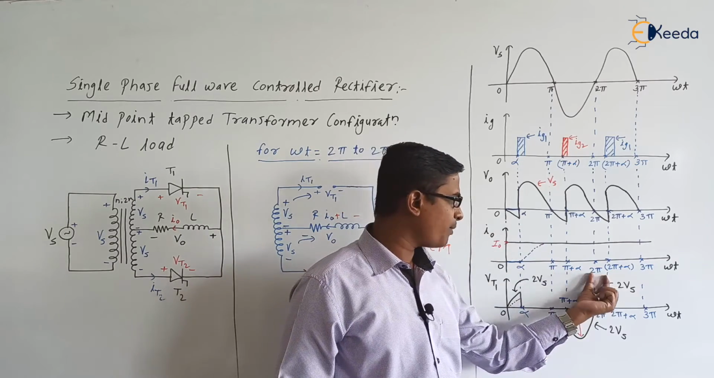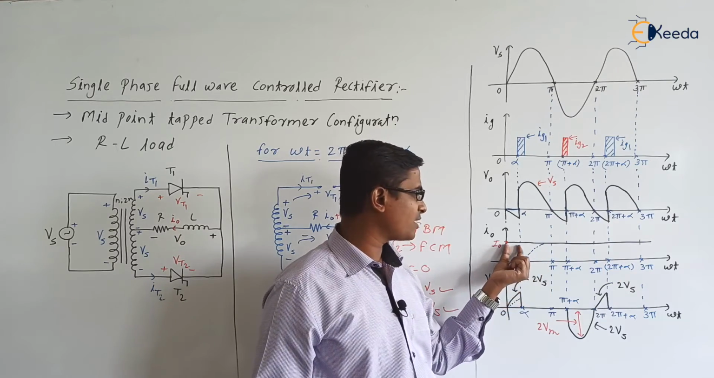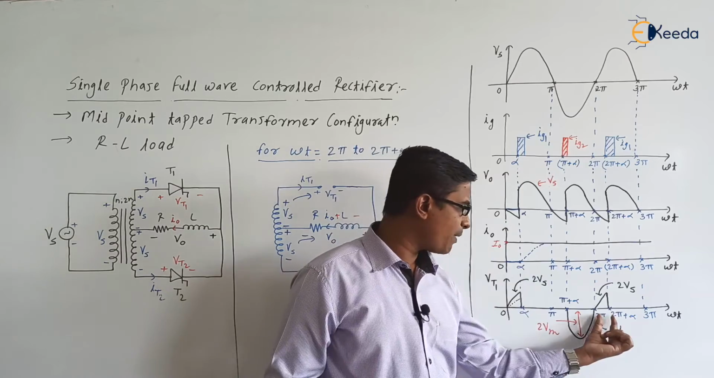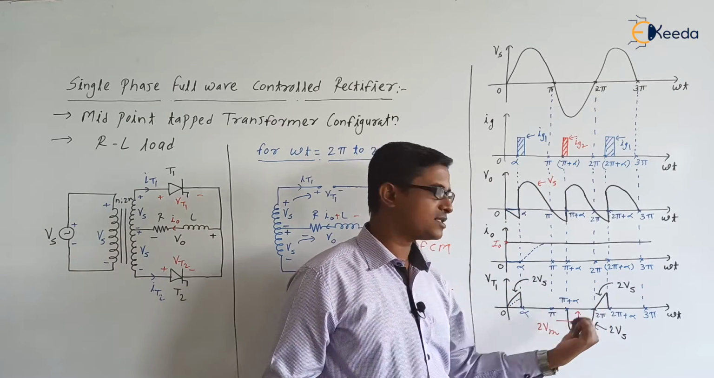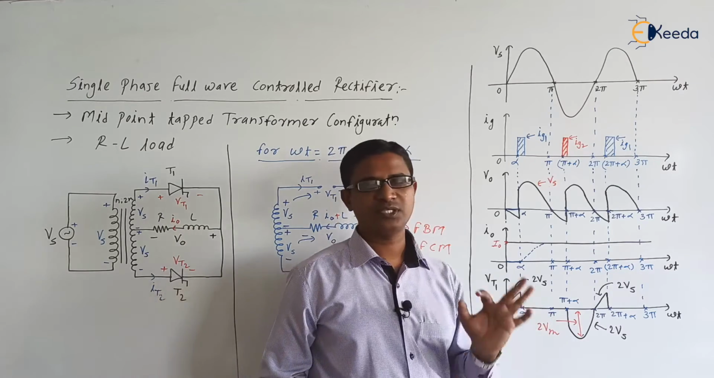Next, from 2 pi to 2 pi plus alpha the current is constant, therefore between 0 to alpha the current is constant for continuous cycles. Is this clear? From 2 pi to 2 pi plus alpha Vt1 is 2 Vs, therefore between 0 to alpha Vt1 should be 2 Vs. Is this clear?